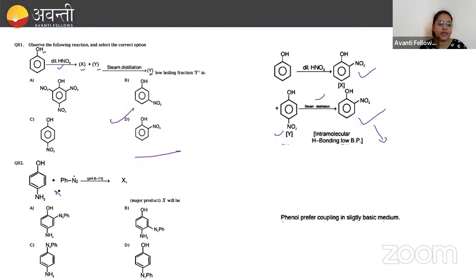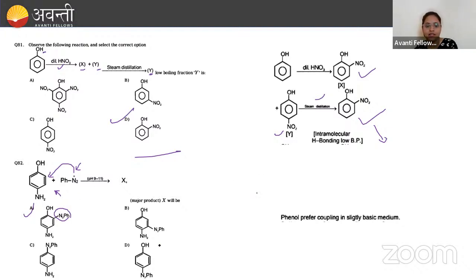Next here you can see a substituted phenol is there which reacts with PhN2. So here what will happen? Coupling reaction is going to take place. When the coupling reaction takes place, there will be formation of this molecule. So N2 goes here, attacks on this position. The incoming electrophile comes at the ortho of this OH. So option A will be the correct answer here.